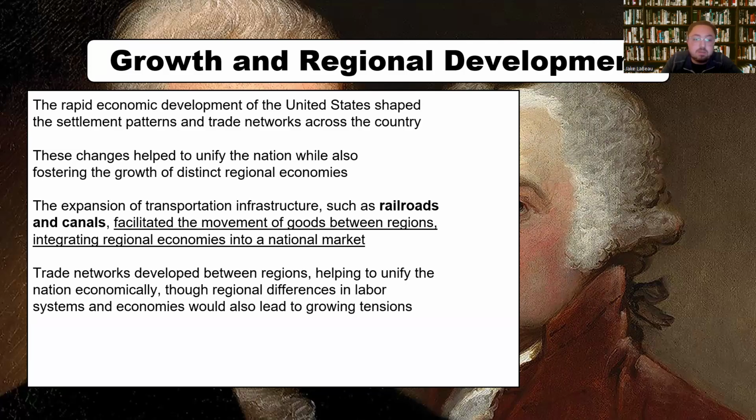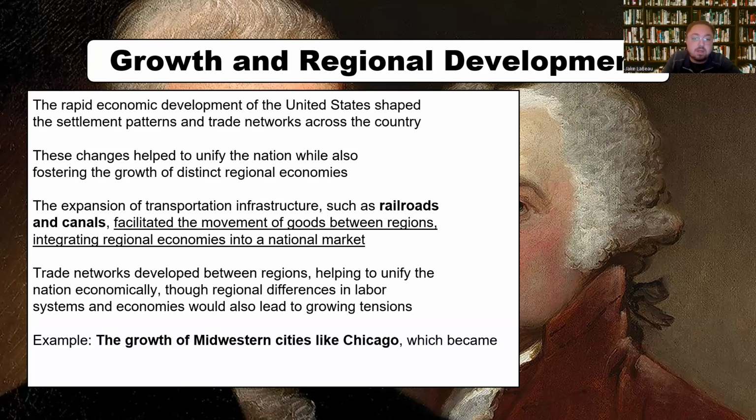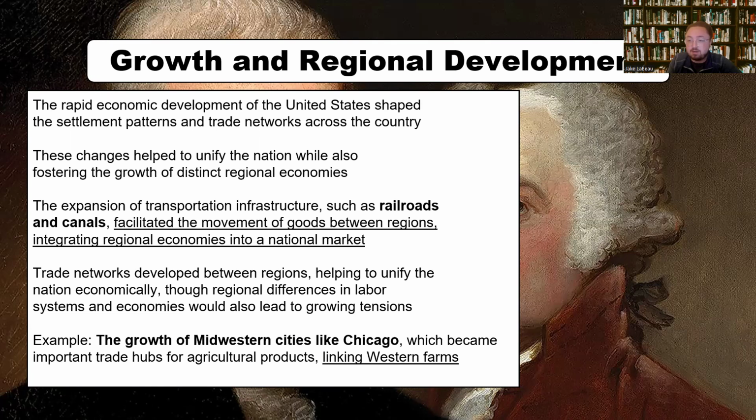Though regional differences in labor systems and economies would also lead to growing tensions, right? How we decide to have labor practices, how we decide to compensate and pay wages is going to be different in different regions. So people forget this is a huge amount of land that we're inhabiting in the United States in comparison to other European countries. It's huge. These regions themselves are sometimes larger than some European nations. So America is very spread out, and that's how we get these certain cultural differences.